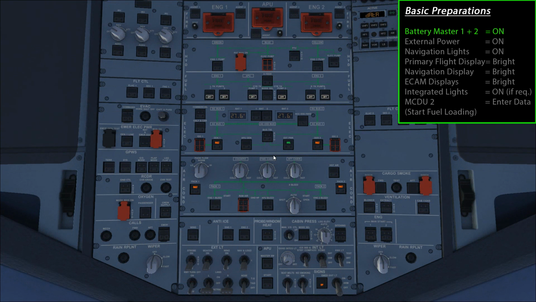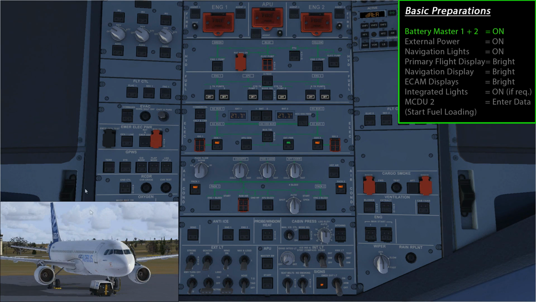So the next step is to enable the external power for the plane. If you have a look outside of the plane you can see that there's a little mobile generator which usually sits at the front of the plane and plugs in somewhere near the nose.